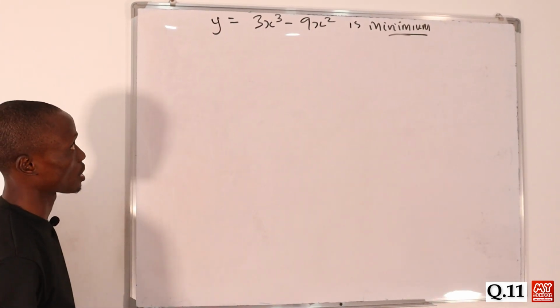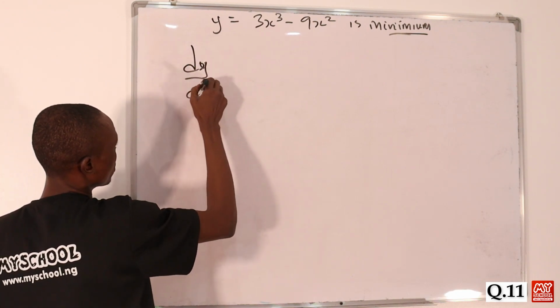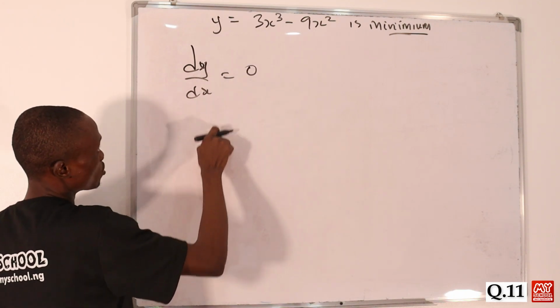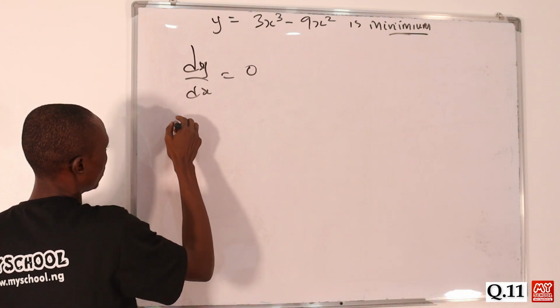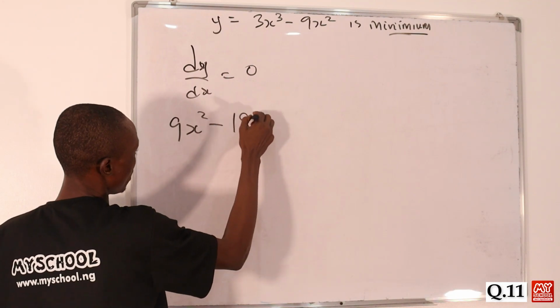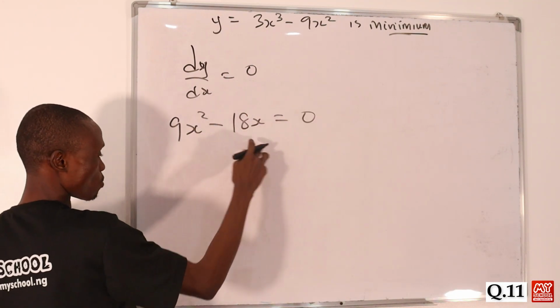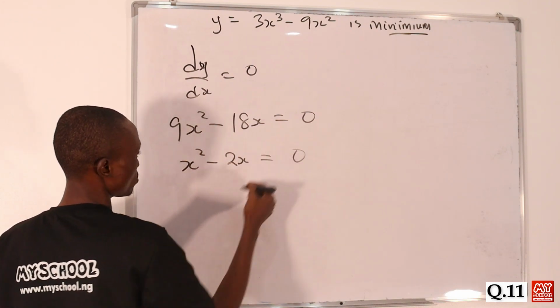So for us to get the critical point, then dy/dx must be equal to 0, okay? So meaning that we are going to differentiate this. So if we differentiate this, we'll be having 9x squared minus 18x is equals to 0. So we can divide through by 9. So if we divide through by 9, we're having x squared minus 2x is equals to 0.